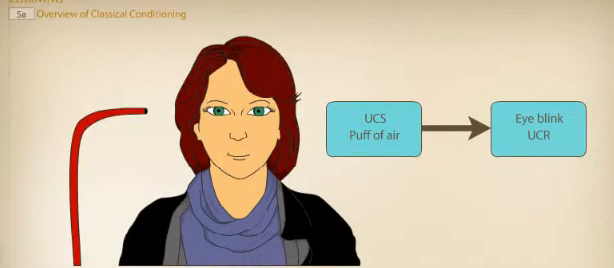So, in laboratory experiments on classical conditioning, researchers have generally worked with simple reflexes. One favorite subject is the eye blink, which is an unconditioned response to the unconditioned stimulus of a puff of air delivered to the eye. So, I'm going to click on the button to demonstrate the reflex. You click on the button, and the puff of air causes the person to blink. Puff of air, unconditioned stimulus; eye blink, unconditioned response.